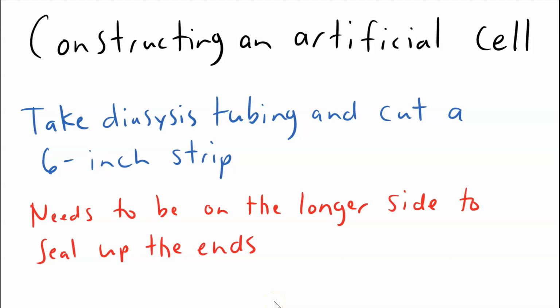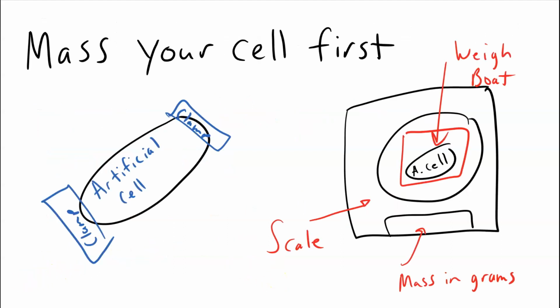You recall our brief introduction in class on how to make an artificial cell. Essentially, you're going to cut a 6-inch strip of dialysis tubing. That's that flat, dry plastic material that needs to be put into water so that it can be opened up into a tube shape. We like to make them a little bit longer than the actual cell because we're going to seal up the ends with clamps. So here's your artificial cell. I just sort of draw them as little circles.